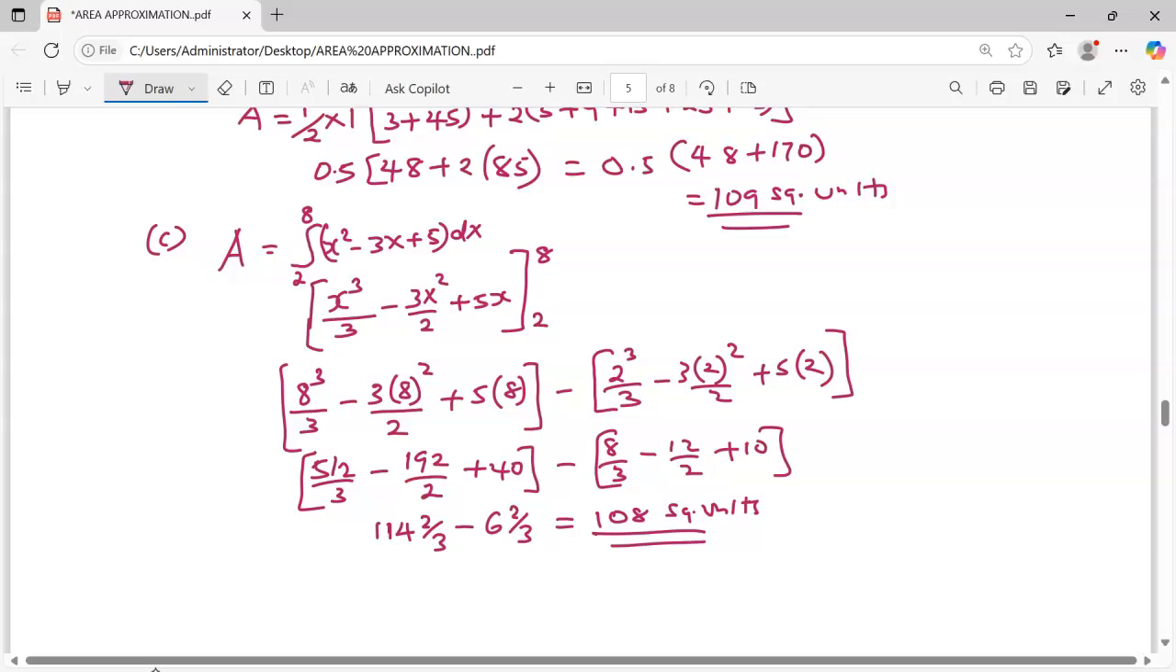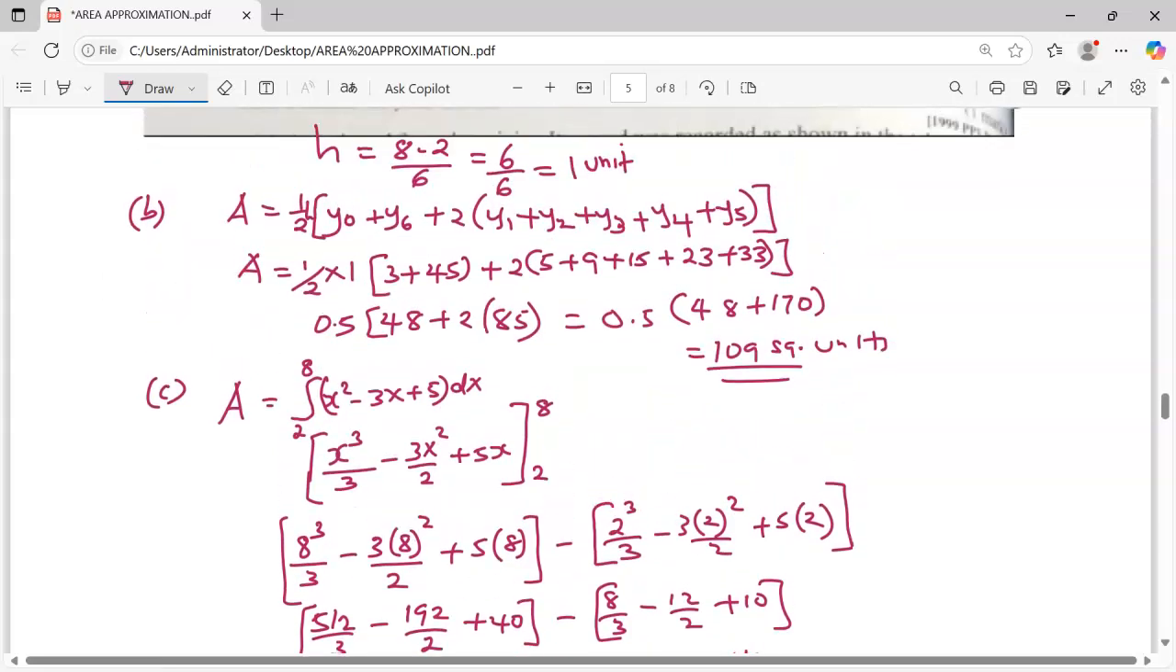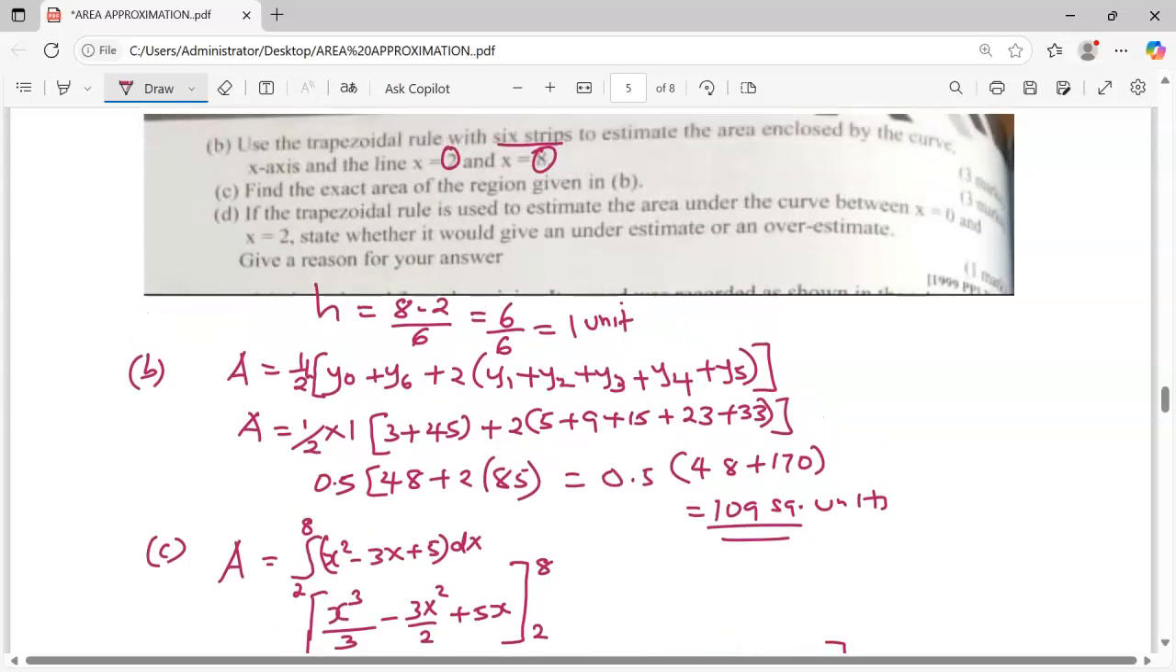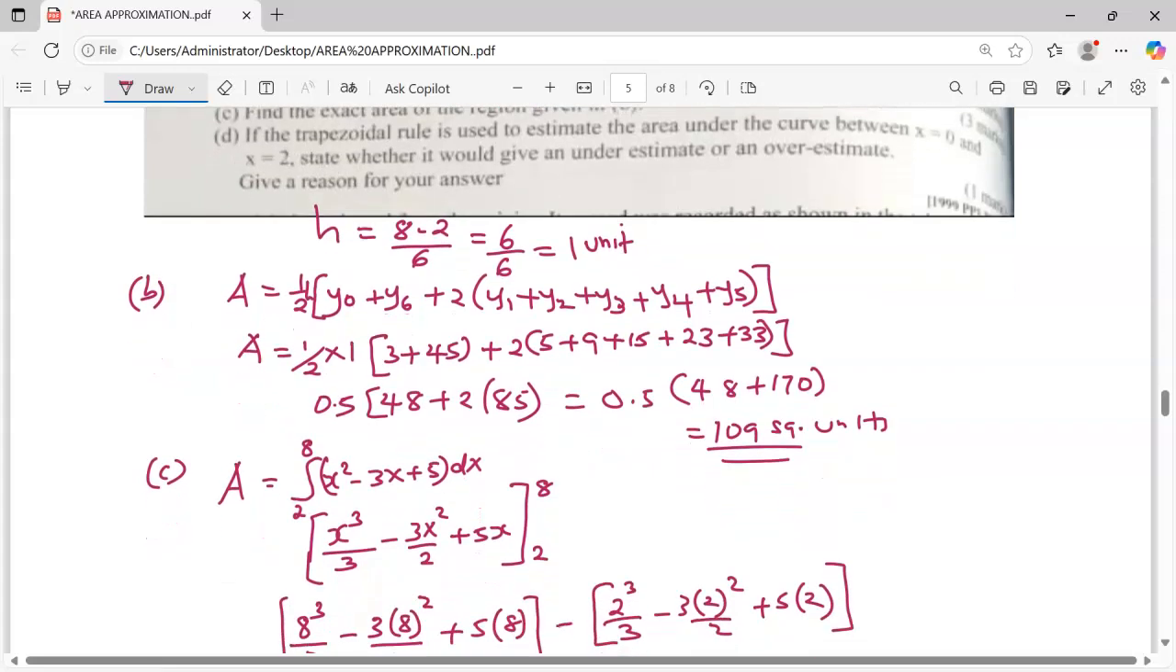After that, we move to part D of this question. If the trapezoidal rule is used to estimate the area under the curve between x equals 0 and x equals 2, state whether it would give an underestimate or an overestimate. Give a reason for your answer.